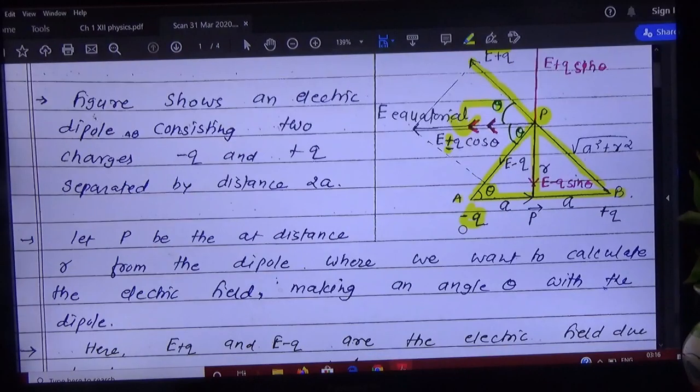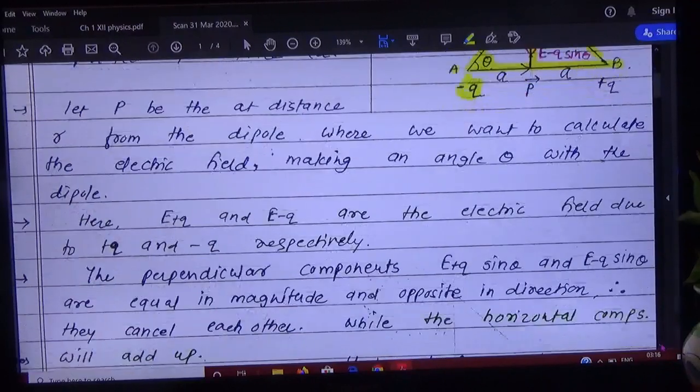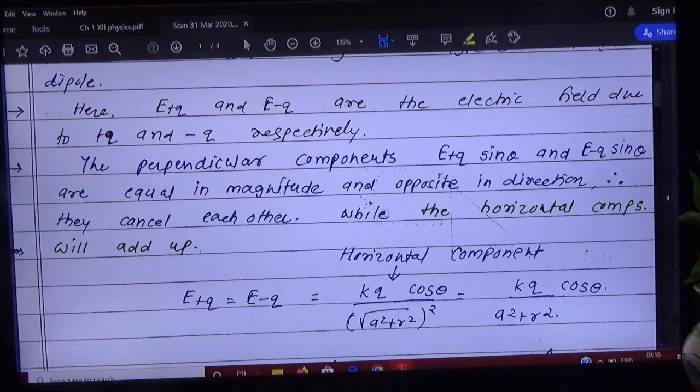Okay, so E due to plus Q and E due to minus Q, the horizontal components of both, which are parallel but in the opposite direction of the dipole moment, I have tried to show with the two arrows. So these two components add up here. Okay, so as I have told you, the perpendicular components here are equal in magnitude and opposite in direction, they cancel out, but the components which don't get cancelled here are the horizontal components.